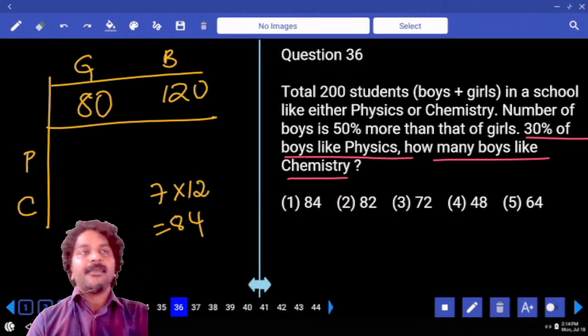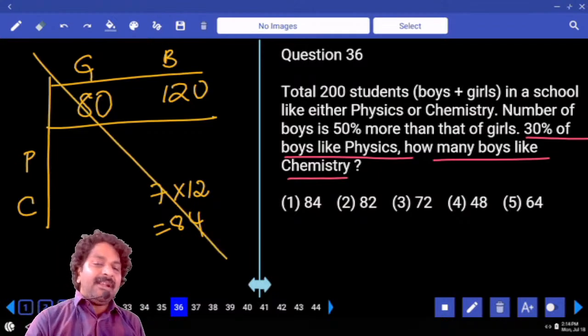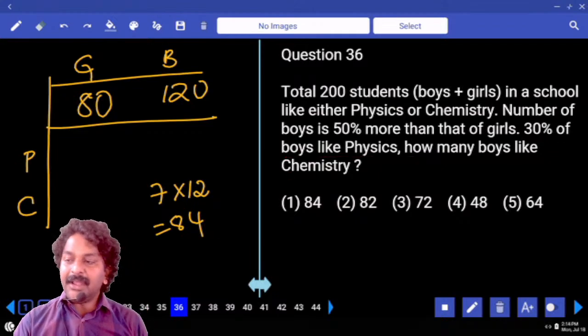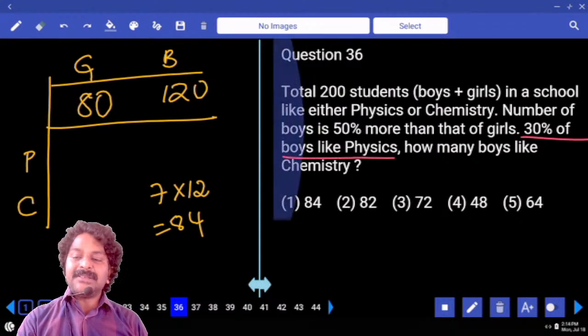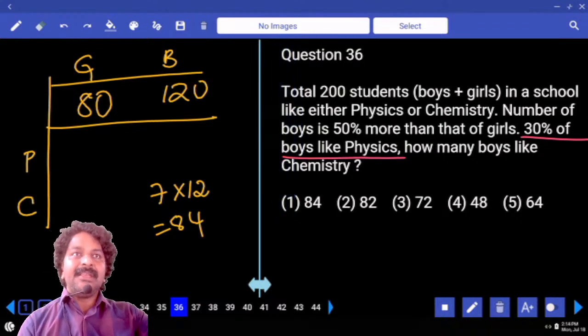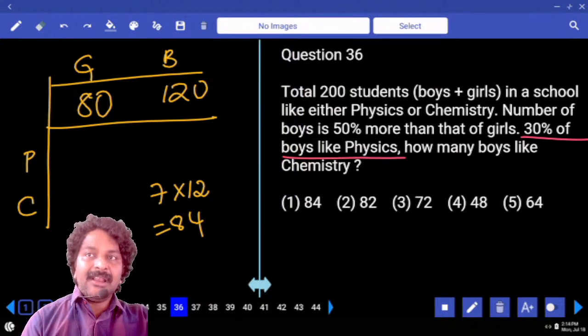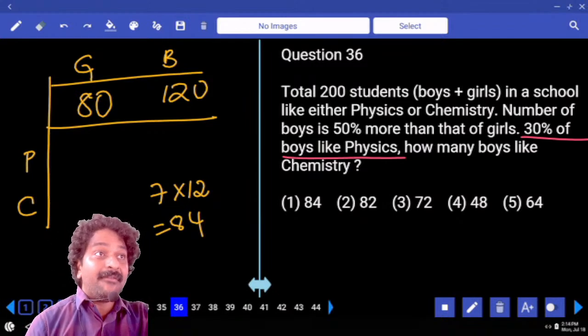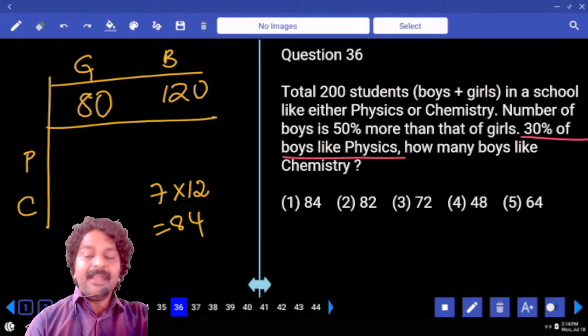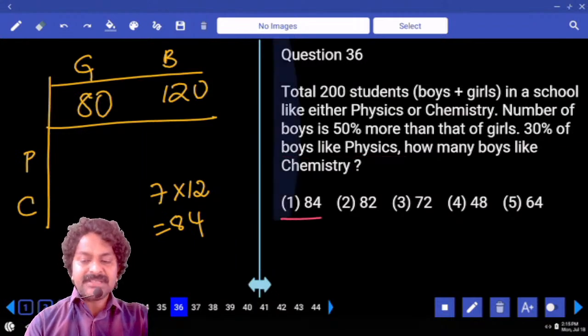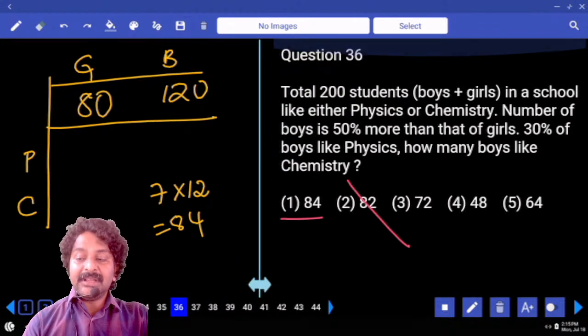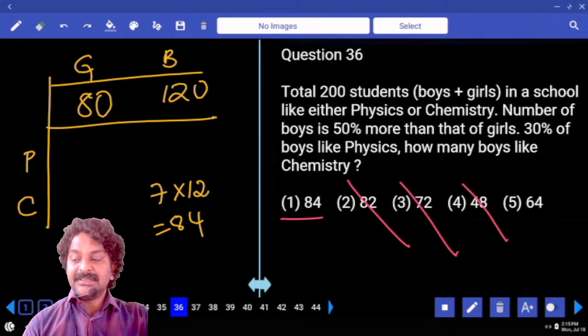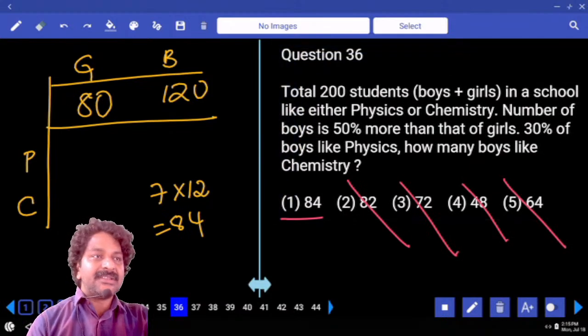Come on. You don't have to solve the entire question also. When you look at your last line, when 30% boys like physics, the remaining 70% obviously like chemistry only. 70% should be a multiple of 7. Can it be first option? Yes, maybe. Second, third, fourth, fifth. There is only one multiple, direct answer.